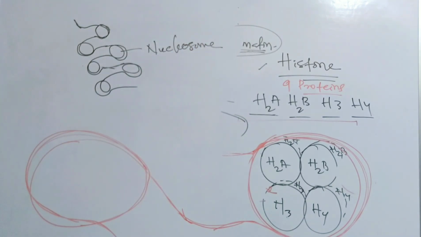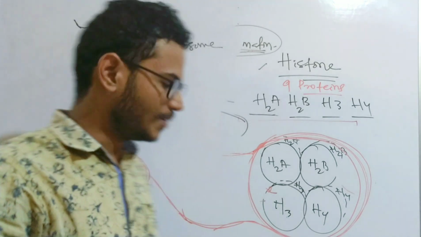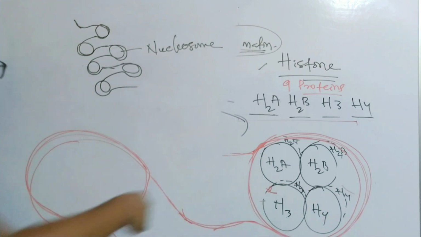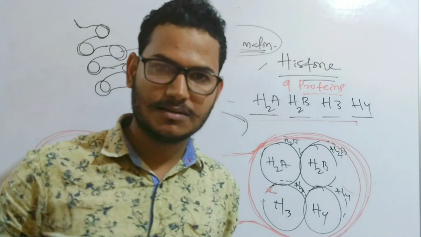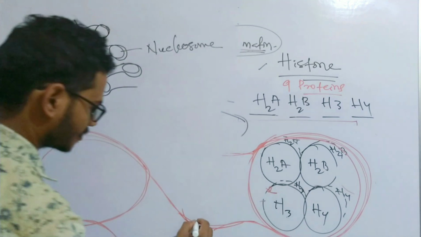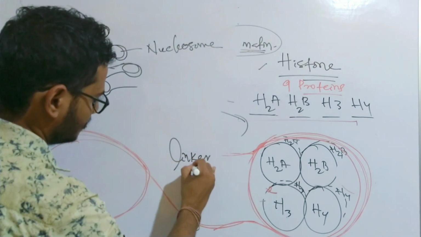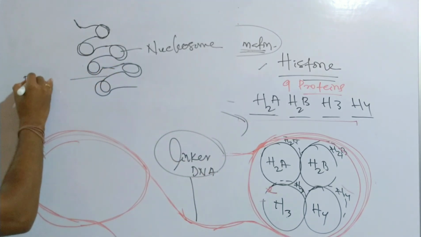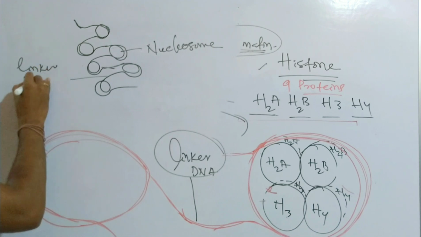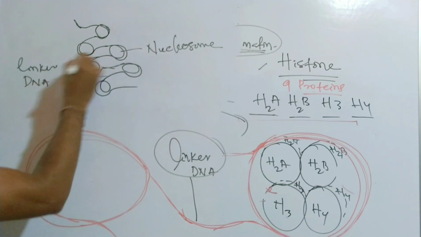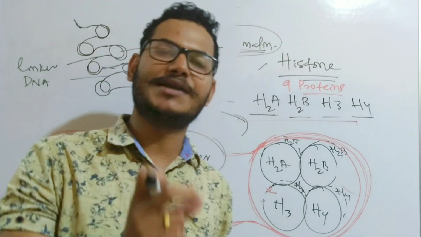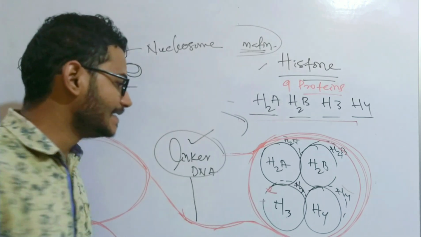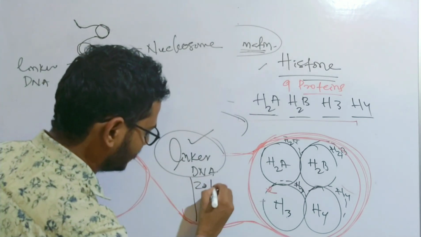So around 200 nucleosomes are present in a single chromatin, and the thread of DNA that links two nearby nucleosomes is known as linker DNA. So the thread of DNA here is the linker DNA, because these pieces of DNA join one nucleosome with the nearby nucleosome. This is called the linker DNA, which is around 20 base pair long.